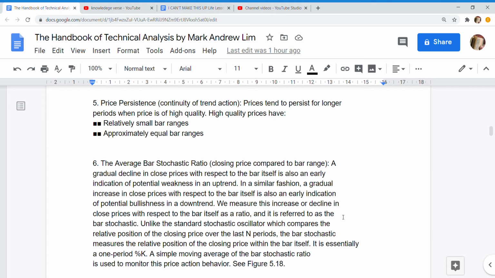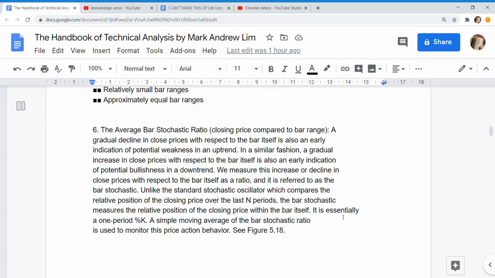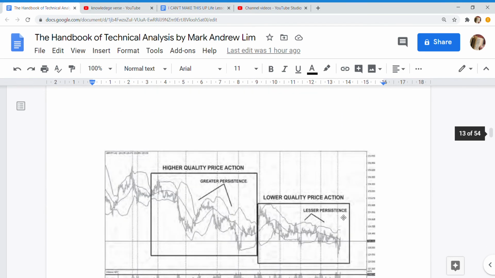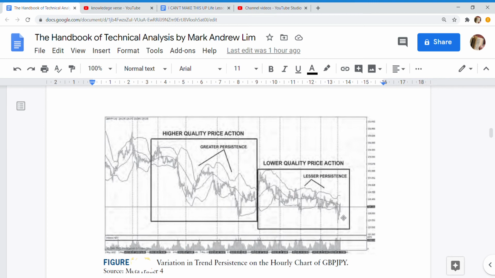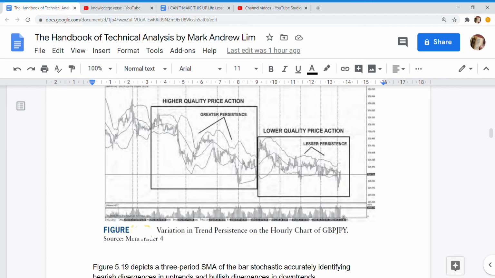Unlike the standard stochastic oscillator, which compares the relative position of the closing price over the last 10 periods, the bar stochastic measures the relative position of the closing price within the bar itself. It is essentially a 1-period %K. A simple moving average of the bar stochastic ratio is used to monitor this price action behavior. See Figure 5.18.